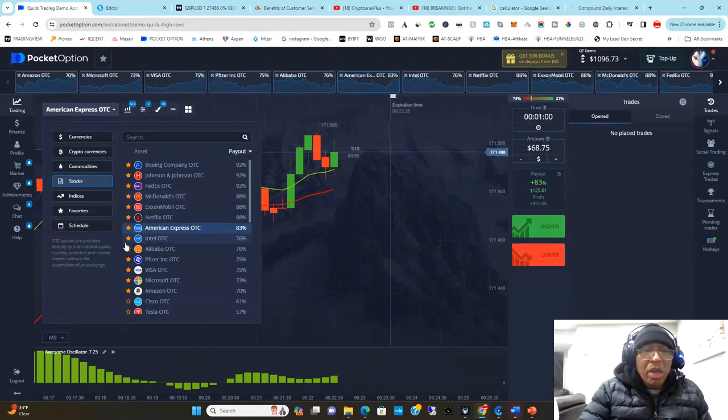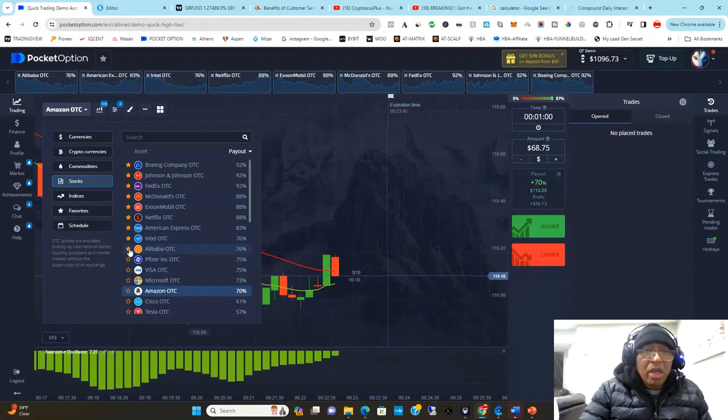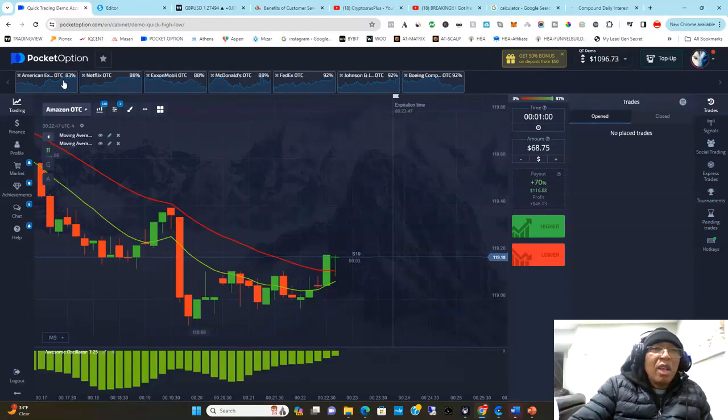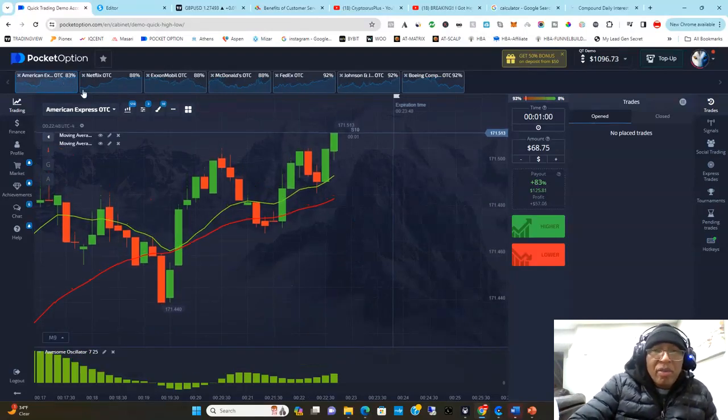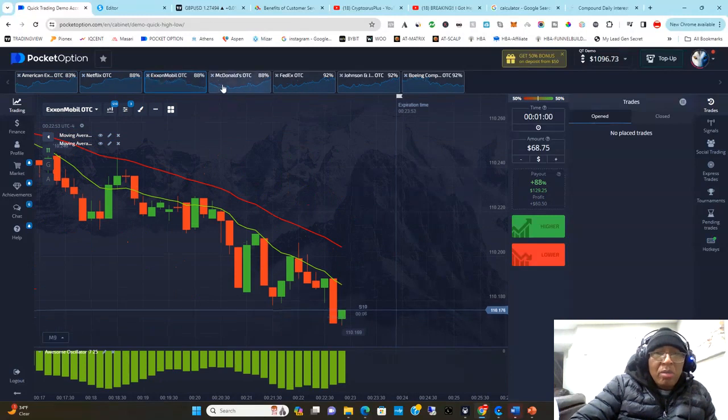The stocks are not paying much. You can see we've got to remove some of these, the ones that are paying less. I want the ones that are paying a higher percentage. Let's take the ones that are paying from 83 and above. Let's see, that one is 83. Let's see if we'll find one that has a good setup.